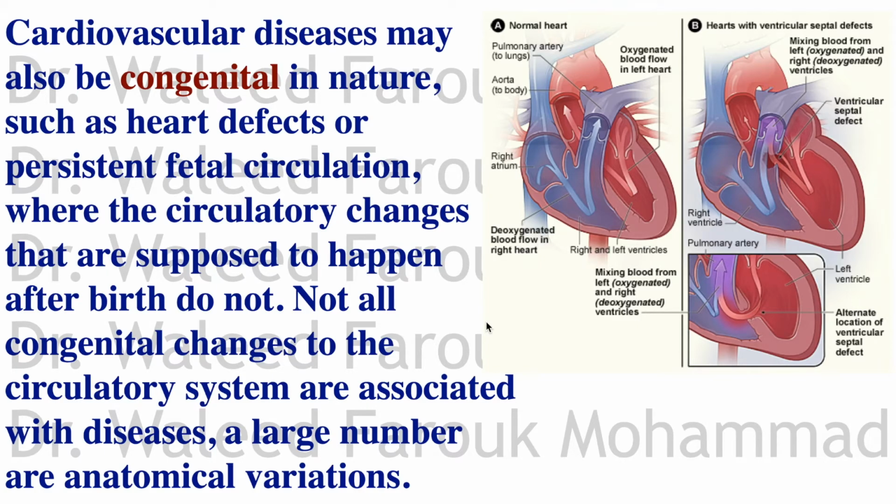But not all congenital changes to the circulatory system are associated with diseases. A large number are anatomical variations, and maybe the commonest is the patent ductus arteriosus, where the ductus arteriosus, the one between the arch of the aorta and the left pulmonary artery, may persist, but it can be treated even by medicines like indomethacin.